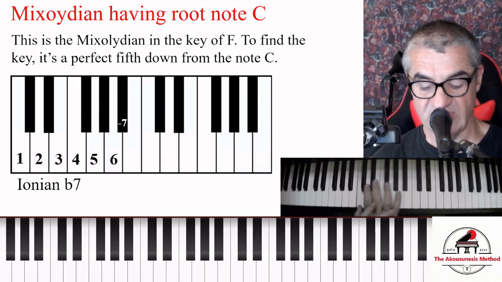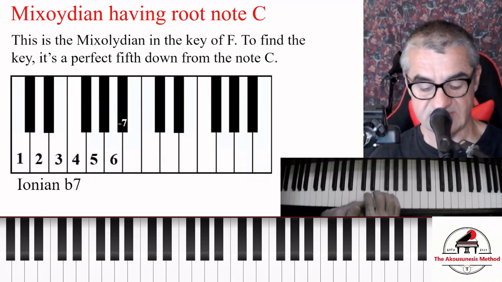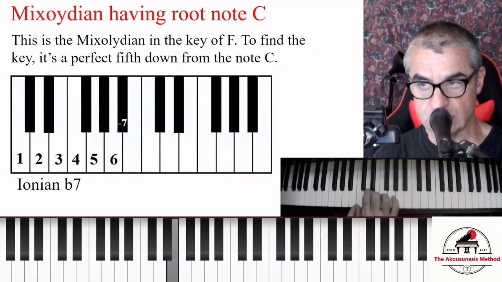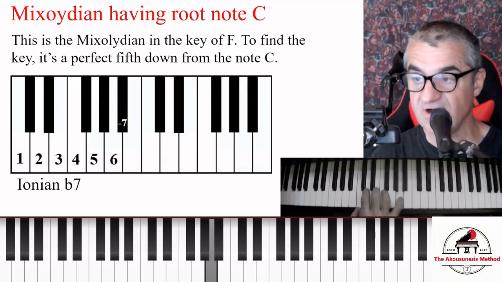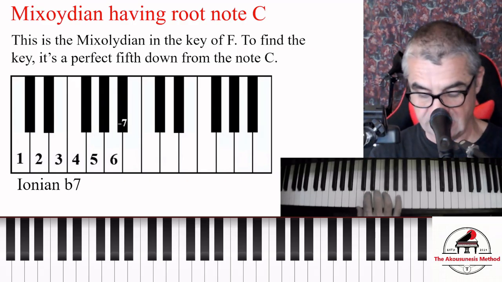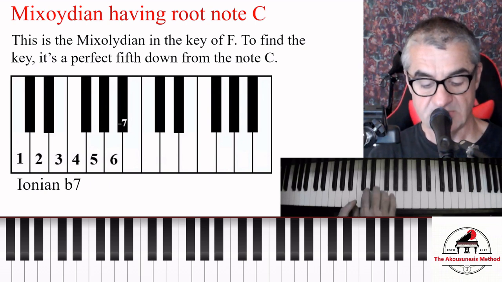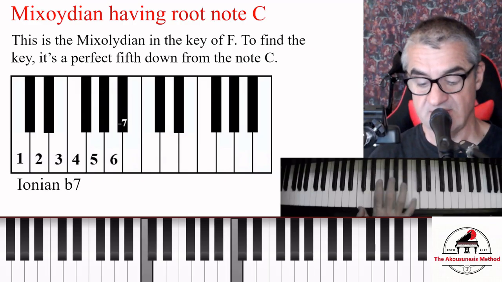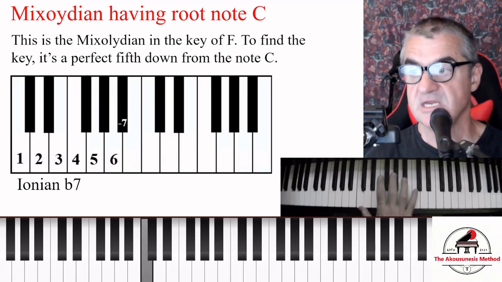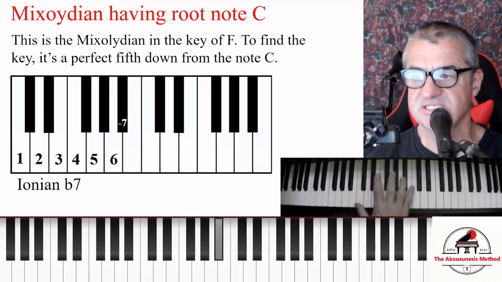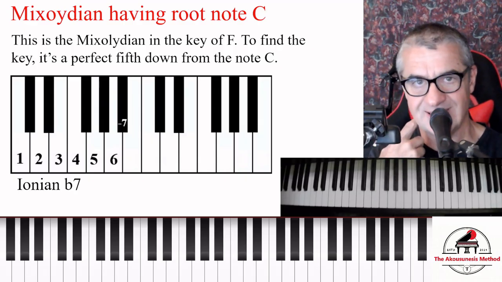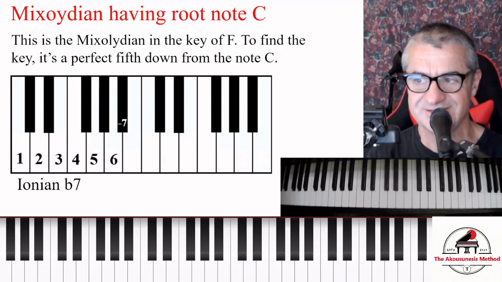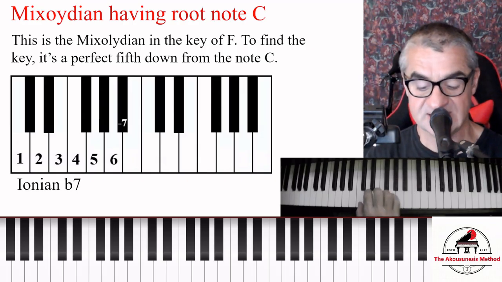Now we're going to move it over to the C and write that formula again. Root, 2, 3, 4, 5, sorry, 5, do it again. Root note, 2, 3, 4, 5, 6, minus 7 and back to 1. Now if I look at that and see minus 7, I know straight away the key of F has a B flat in it. So I'll know it's the key of F.